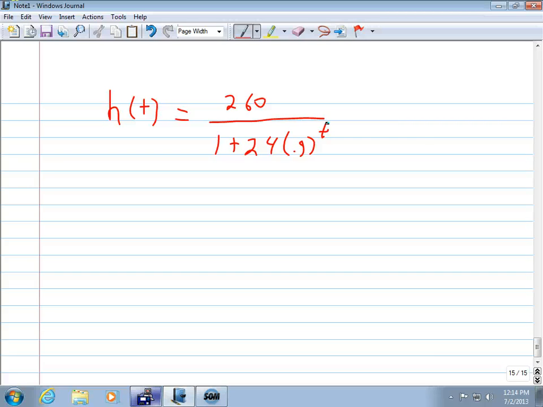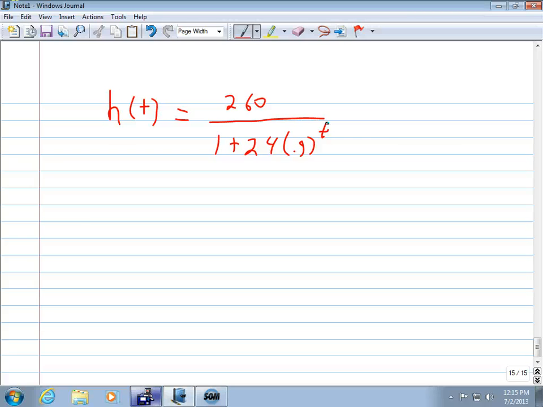What if you didn't know what t represented? What's the domain of this function? Are there any t values you cannot plug in? No, because the only restriction you have here is that this is a fraction. This is a rational expression, right? And fractions are undefined only when the denominator is 0. Is there any t value you can plug in that makes that denominator 0? No. So the domain is all real numbers. You can plug in any t you want, as far as the function is concerned.